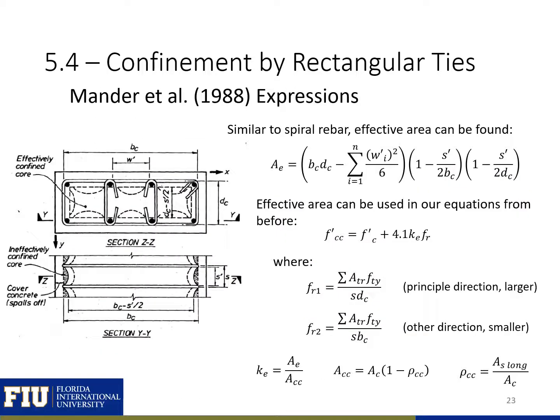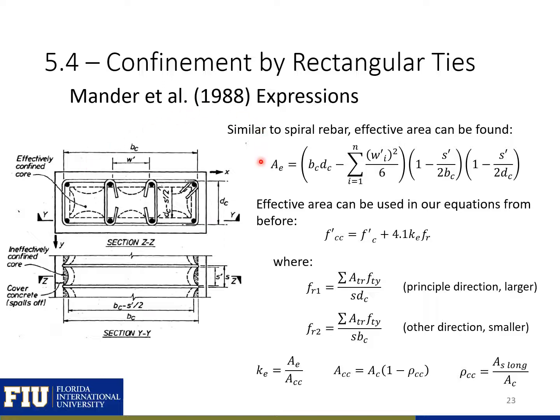Mander has a similar expression for rectangular ties as they do for circular ties. You can see that this expression also takes into account arching, but arching won't just happen between our rectangular ties vertically in the column, but it will also happen within the section. So you can see we'll have an ineffective area that happens between ties now within our cross section.